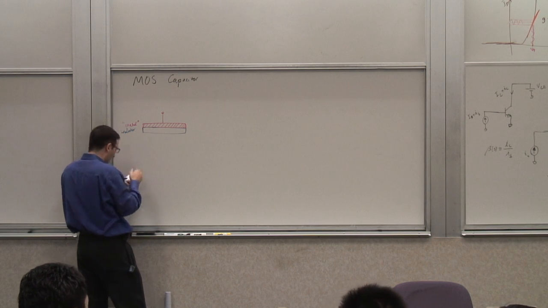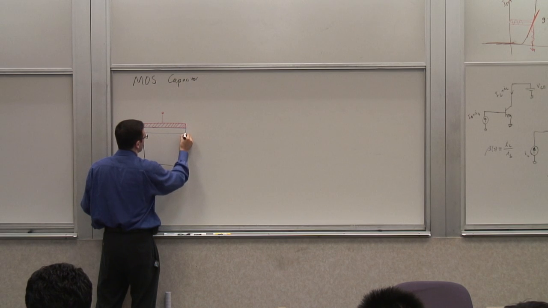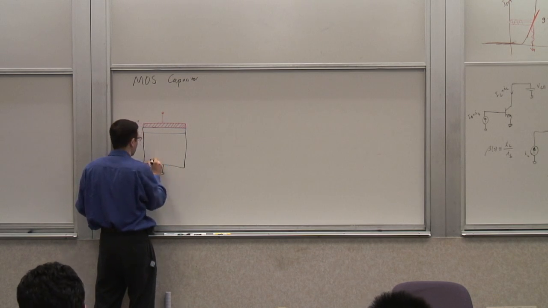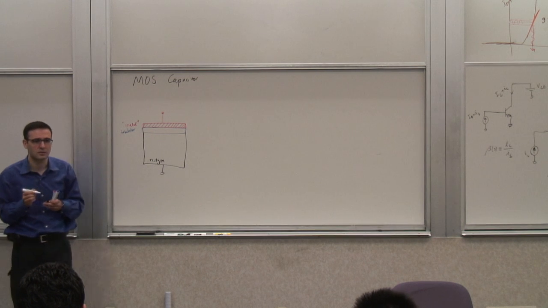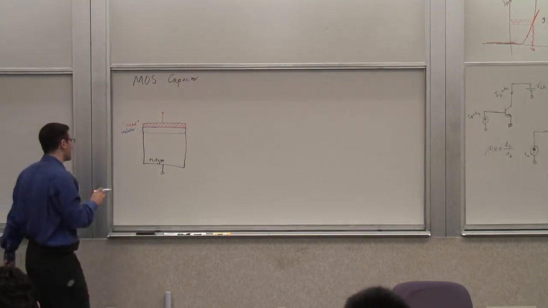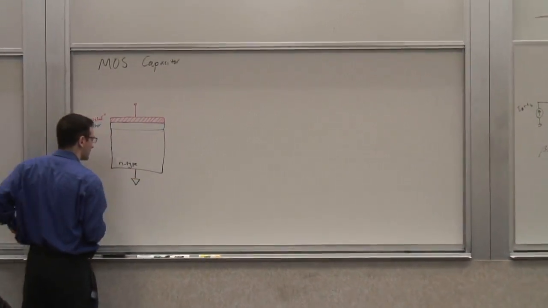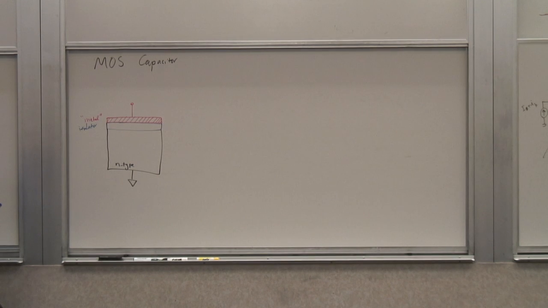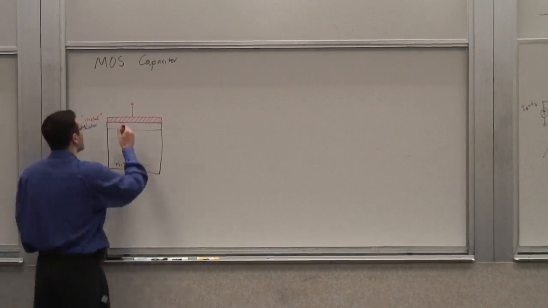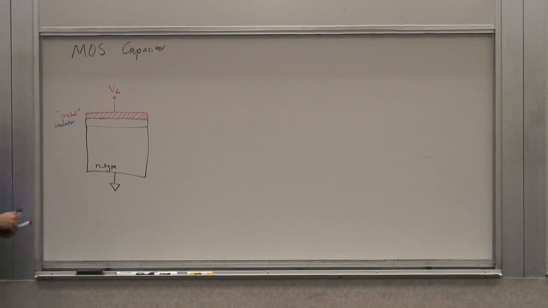layer. And then underneath you have a piece of semiconductor. Let's say in this case it's an N-type, for example. Piece of semiconductor. Okay? Now you have these three terminals, and let's say this is ground. This is your reference potential. And now you can apply a voltage that's called a VG, for gate, to this terminal.